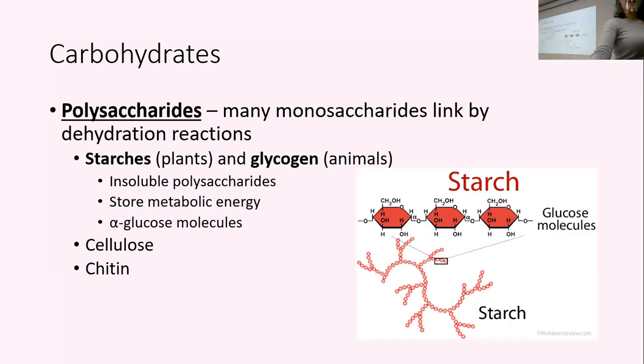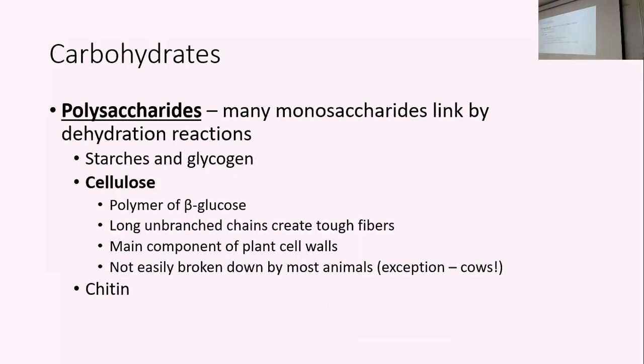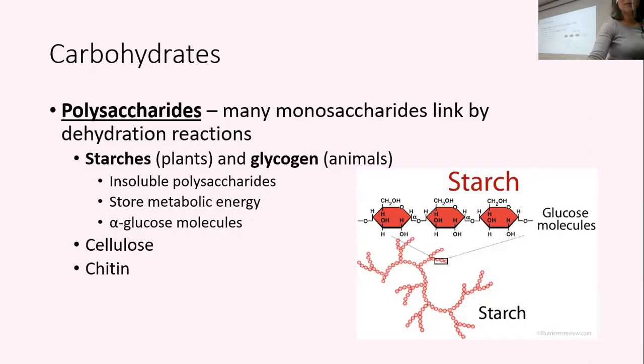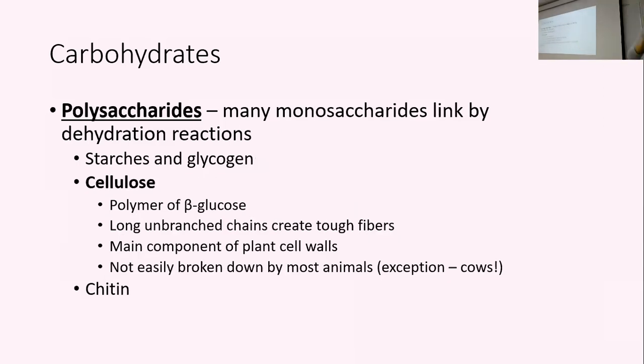If you have chains of beta glucose, just a different form of glucose, you get cellulose. So long chains of beta glucose form cellulose, and these are long unbranched chains. Those starches were these big branchy looking chains; cellulose you can think of as very long, tough, ropey molecules. They make tough fibers. They're a main component of plant cell walls, so you even get some structural function in things like cellulose.